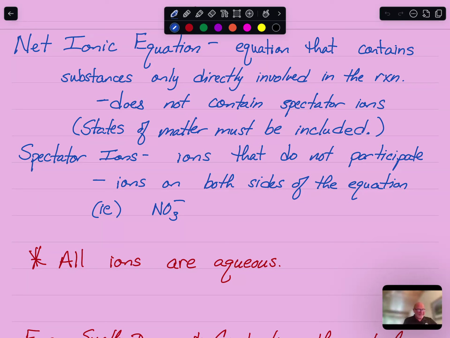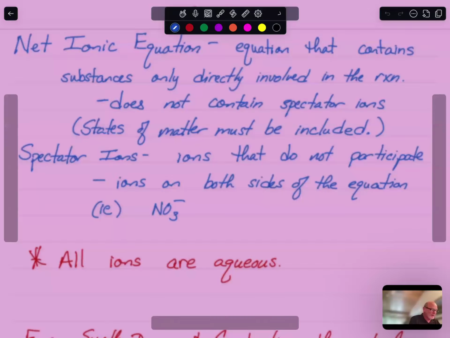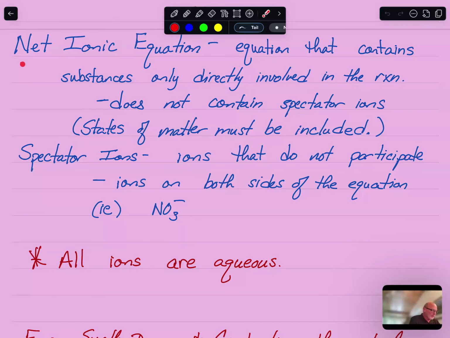A net ionic equation is listed above here. It's an equation that contains only the substances directly involved in the reaction. So if they're involved in the reaction, we've got to look at states of matter because by involved in the reaction, what we're talking about is, did they change state? Did they go from a solid to an aqueous? Did they go backwards, vice versa? So how did they change? So we're looking at that.